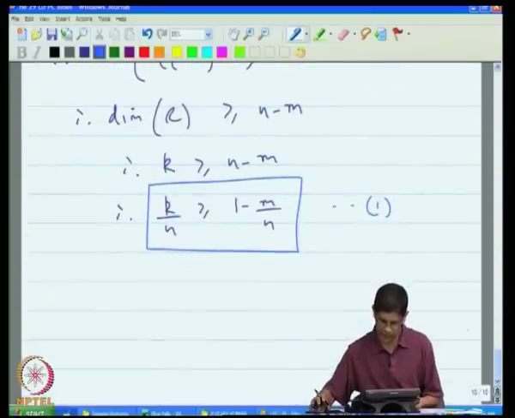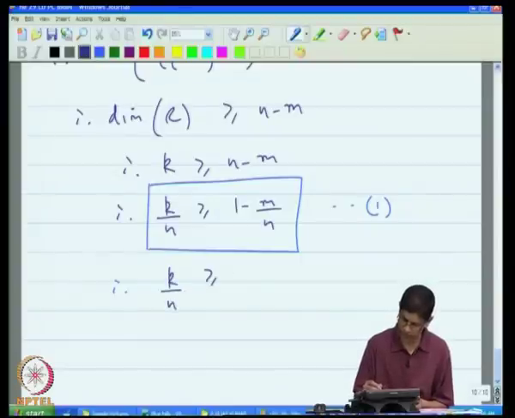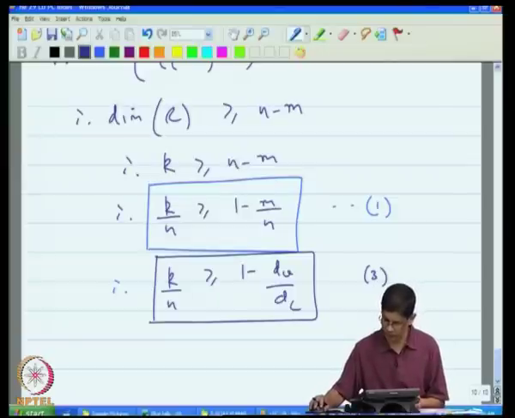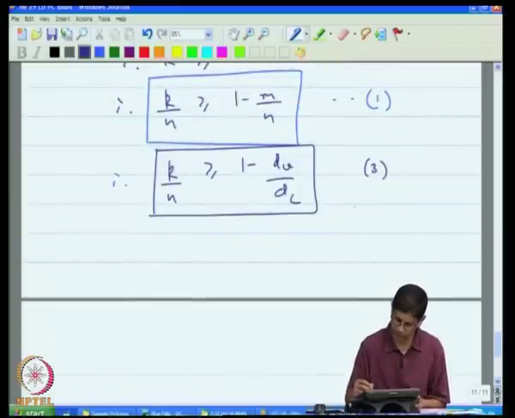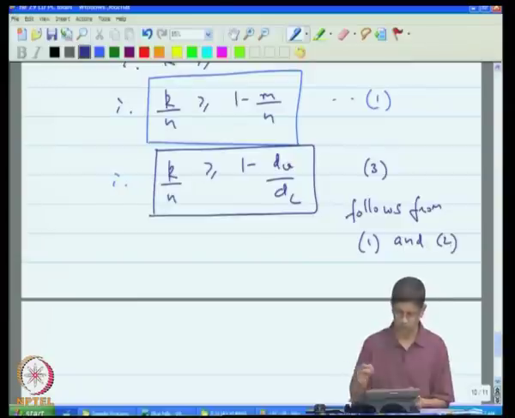So, going back over here, we can say that therefore, k by n is greater than or equal to 1 minus d_v by d_c. This is equation 3 and it comes from equation 2. Okay.